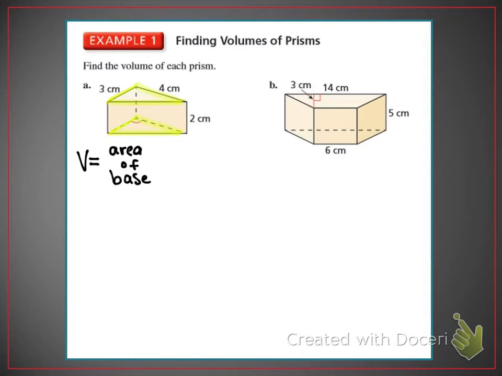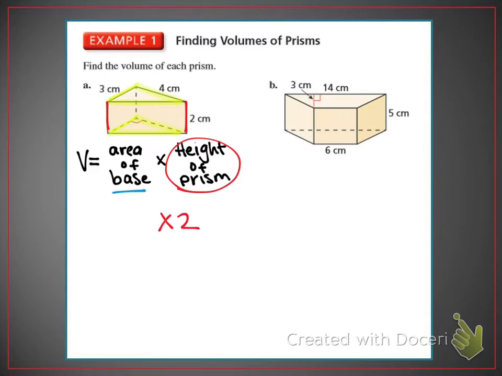The volume formula for a prism is area of the base times the height of the prism. The height of the prism is what pushes apart my 2 bases. It's the distance from my 2 bases. So in this picture, how far apart are my 2 bases? 2 centimeters. So guess what the height is? 2 centimeters.